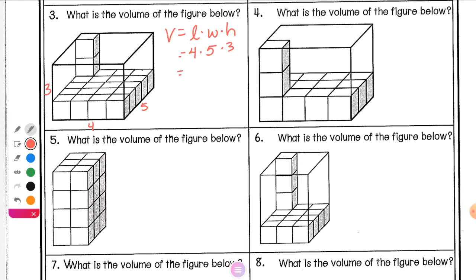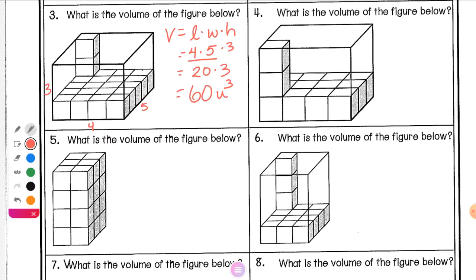Then you should have multiplied 2 of them together. Leah, which 2 do you want to multiply together first? Okay, what's 4 times 5, Leah? 20 times 3, 60 cubic units. Could you have multiplied the 5 and the 3 first? Yeah, it's just this next step would have said 4 times 15, which is still 60.